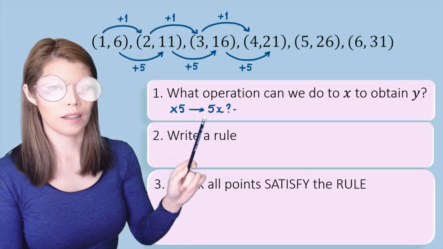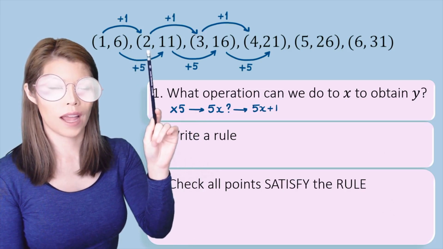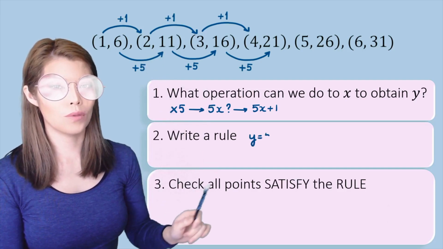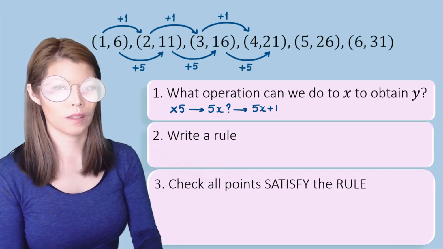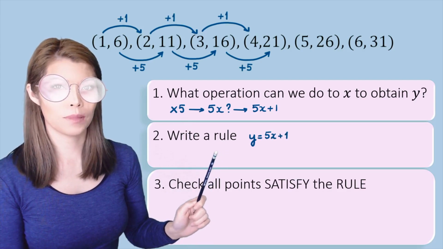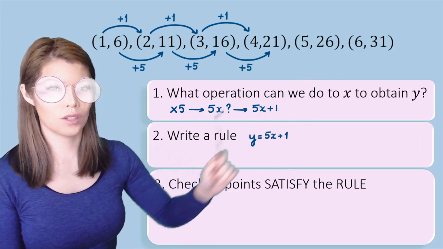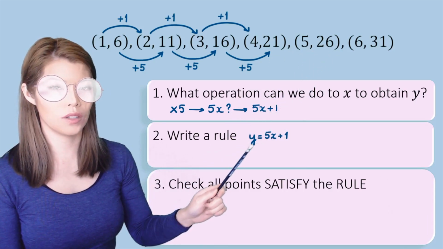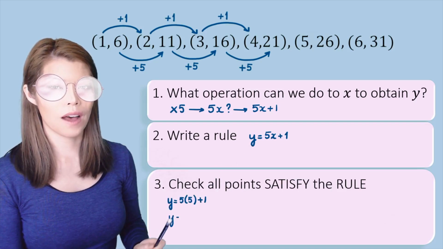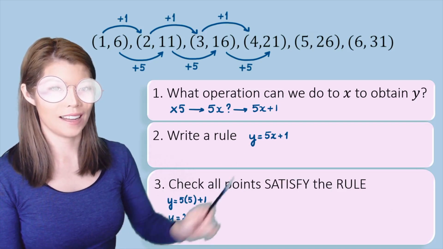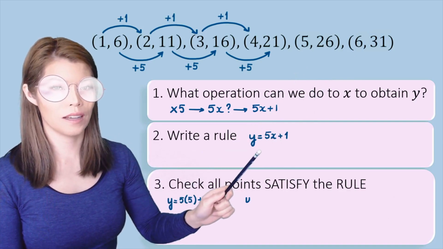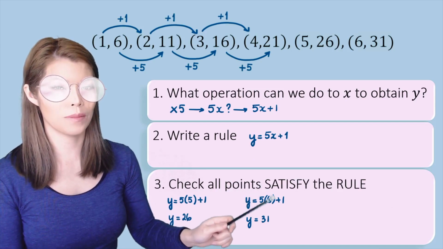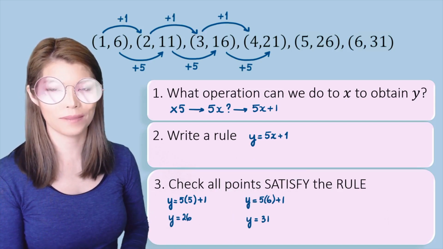So let's check that. If we have x as 2, 5 times 2 plus 1 is 11. So the rule is y equals 5x plus 1. And then we check the last 2 values. When x is 5, will we get 26? So substitute it into the equation. When x is 5, we get 26. And then when x is 6, do we get 31? Yes, we do, because when we plug it in, we have 5 times 6 is 30, plus 1 is 31.